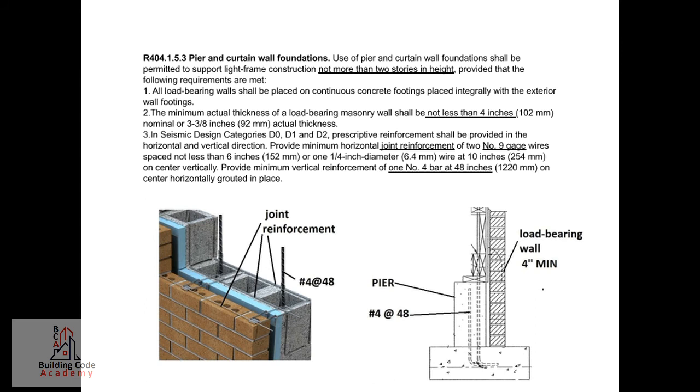3. In seismic design categories D0, D1, and D2, prescriptive reinforcement shall be provided in the horizontal and vertical direction. Provide minimum horizontal joint reinforcement of 2 number 9 gauge wires spaced not less than 6 inches, 152 millimeters, or 1/4 inch in diameter, 6.44 millimeters wire at 10 inches, 254 millimeters on center vertically. Provide minimum vertical reinforcement of 1 number 4 bar at 48 inches, 1,220 millimeters on center horizontally grouted in place.